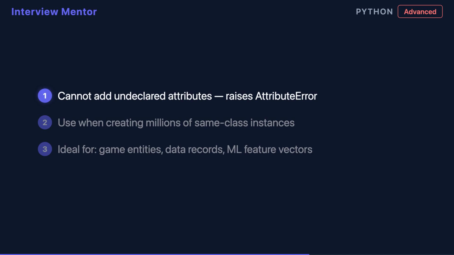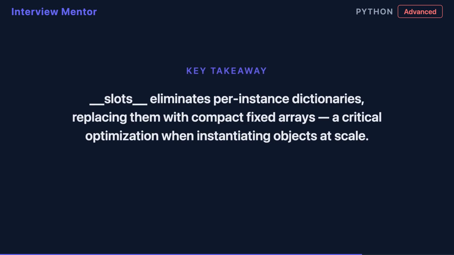But when you're instantiating millions of objects, game entities, pastda data records, or machine learning feature vectors, dunder slots is one of the highest leverage memory optimizations Python offers. Dunder slots eliminates per-instance dictionaries and replaces them with compact fixed arrays. Profile your objects. The memory savings might surprise you.